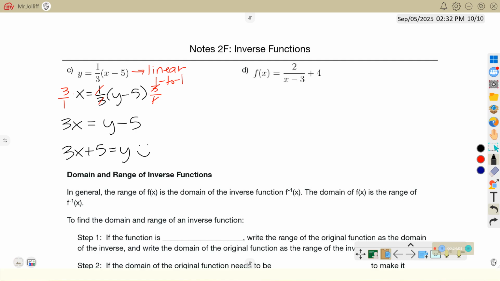Then the next one. We're going to work through this as a class because this one's tricky. Yeah, it's tricky. Alan, what should I do first with D? Step 1. Check if it's 1-to-1. I need to identify its parent function. I see a number over x. So this guy's parent function is y equals 1/x. The question is, what does the reciprocal graph y equals 1/x look like?